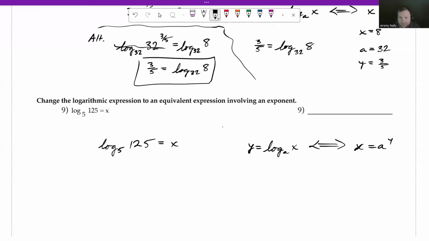unfortunately, my y is equal to x, my a is 5, and then my x is 125. So, just unfortunate notation. So then we have 125 is equal to 5 to the x. Okay.